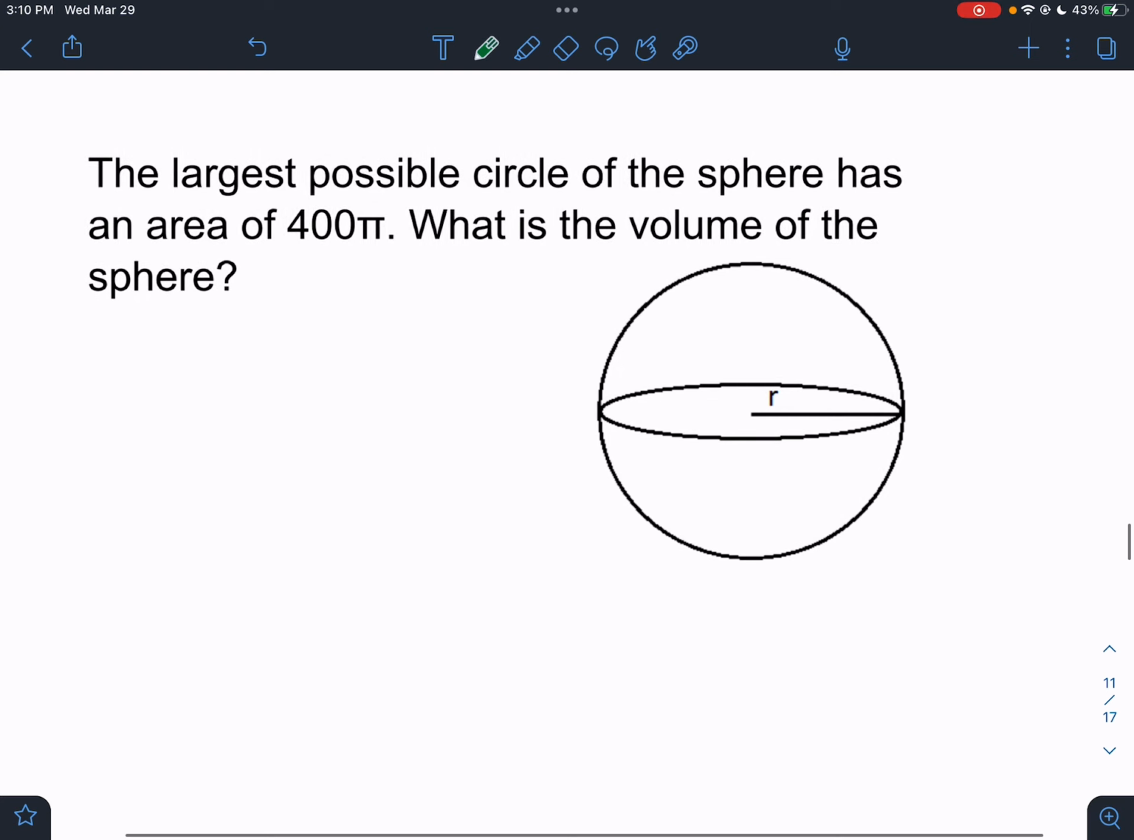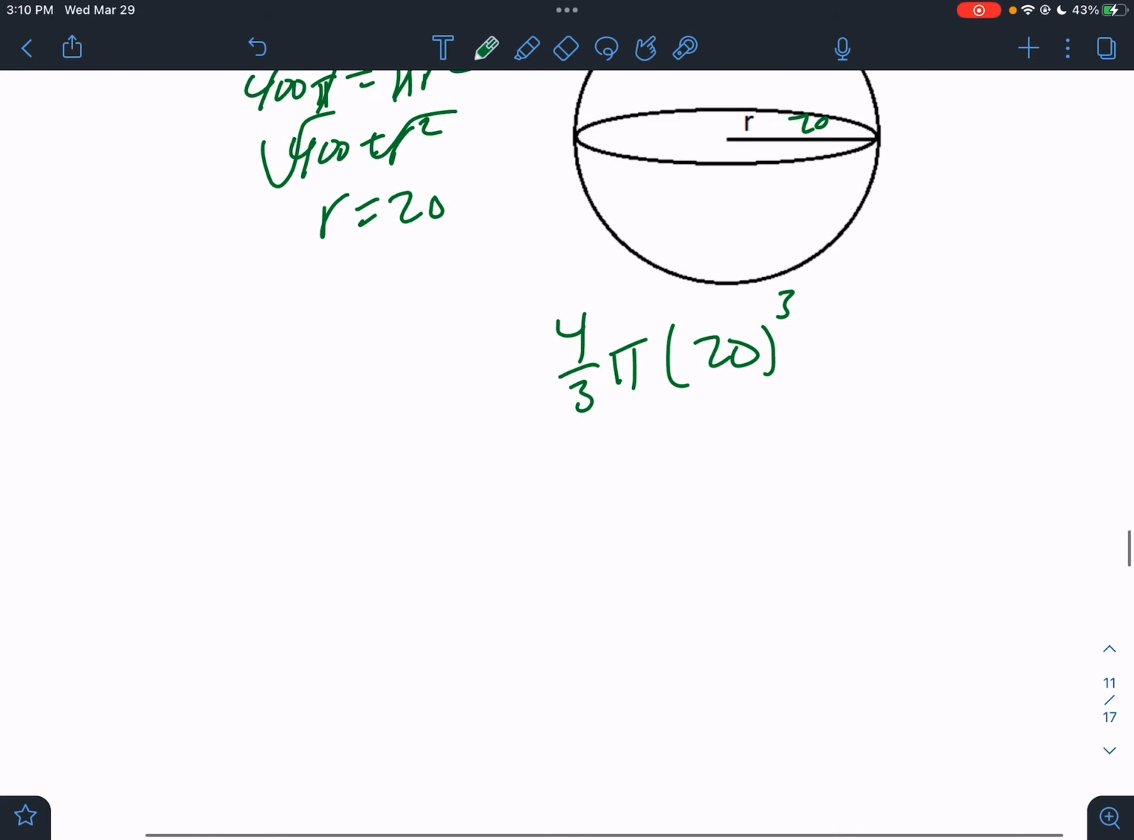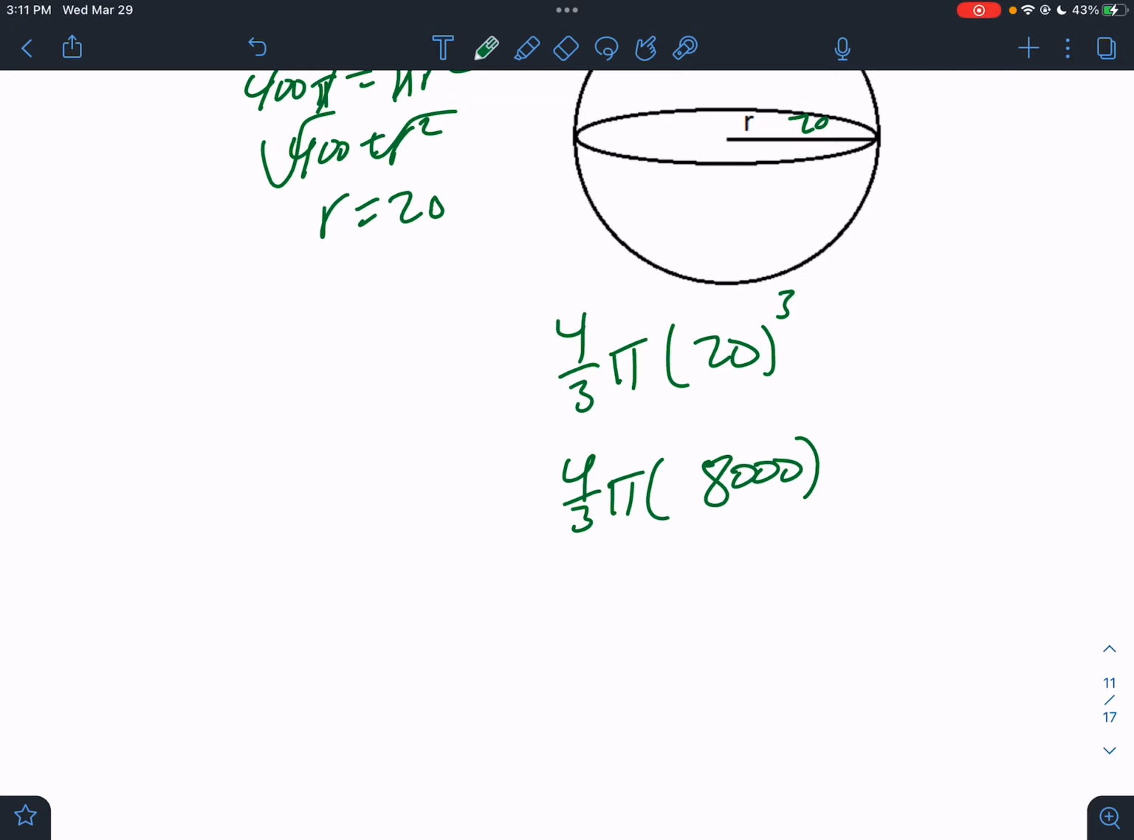What is the largest possible sphere? The largest possible circle has an area of 400 pi. Well, area is pi r squared. So 400 pi equals pi r squared. Pi's cancel out. So 400 equals r squared. So the radius must be 20. So this is 20. We know that it's 4/3 pi times 20 cubed. So that'd be 4/3 pi times 8,000.